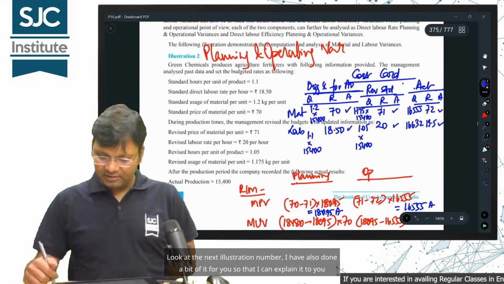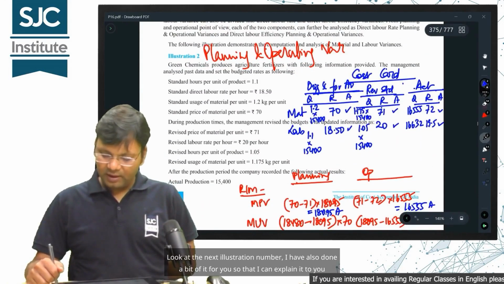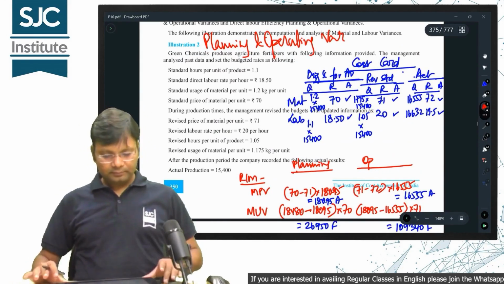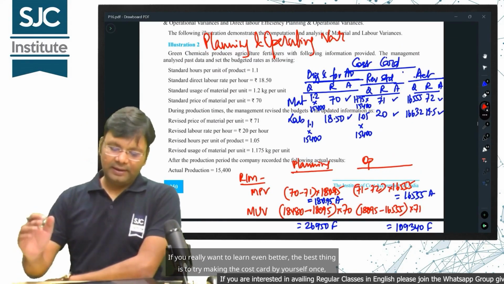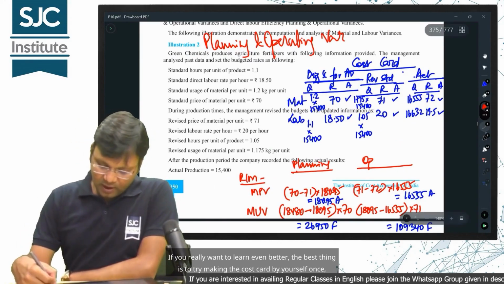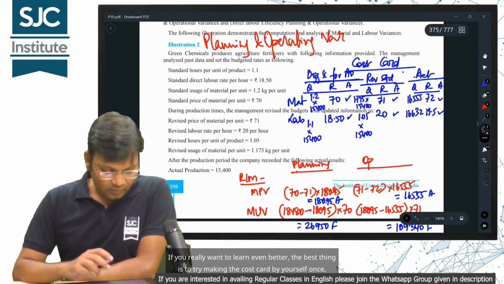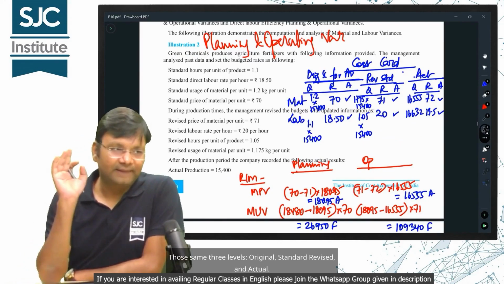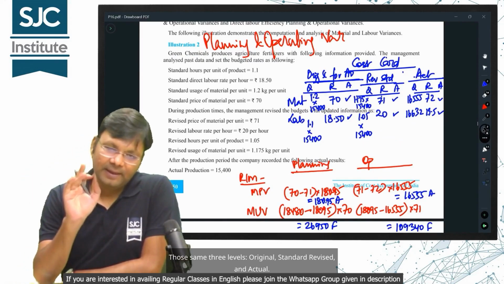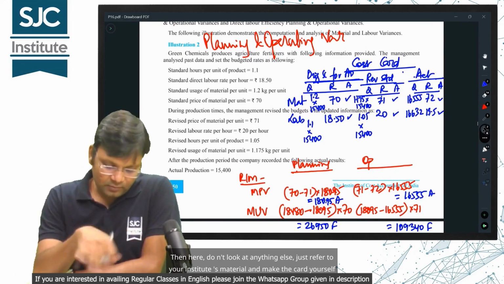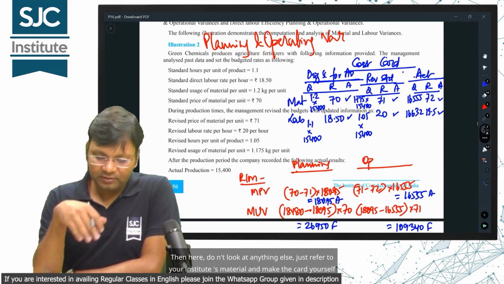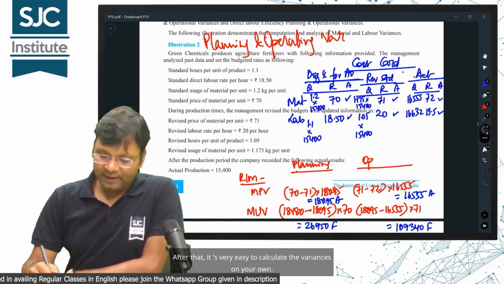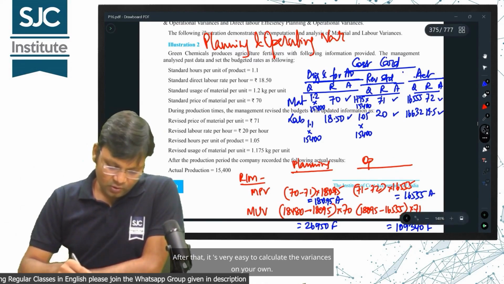Look at the next illustration number. I have also done a bit of it for you so that I can explain it to you quickly. If you really want to learn even better, the best thing is to try making the cost card by yourself once without referring to my solution. Those same 3 levels, original, standard revised, and actual. Then here, don't look at anything else, just refer to your institute's material and make the card yourself. After that, it's very easy to calculate the variances on your own.